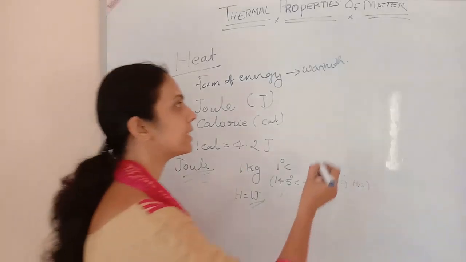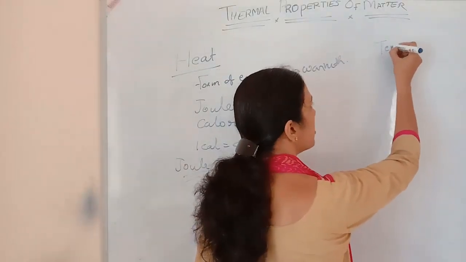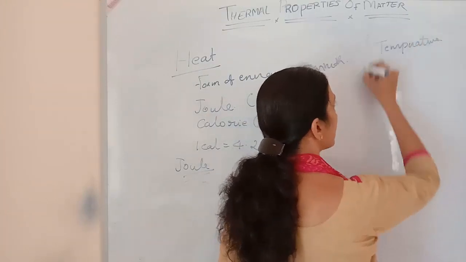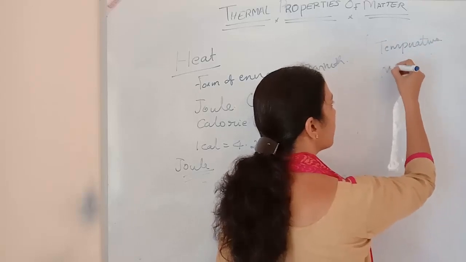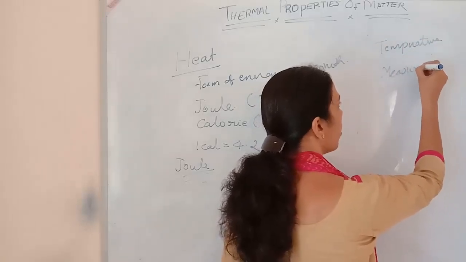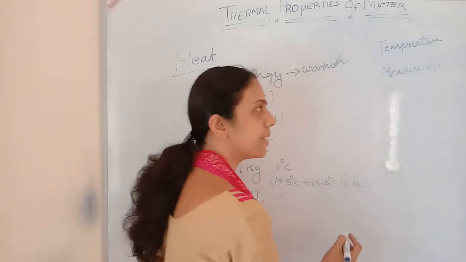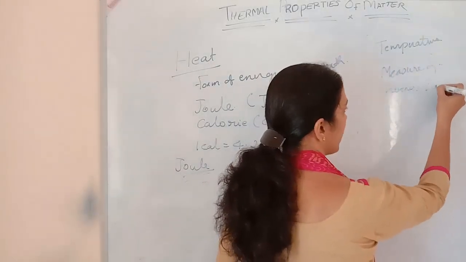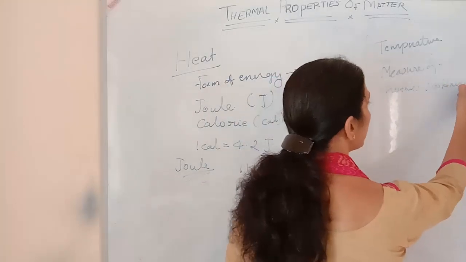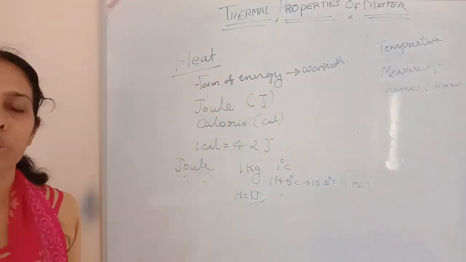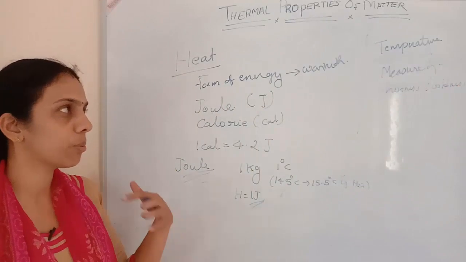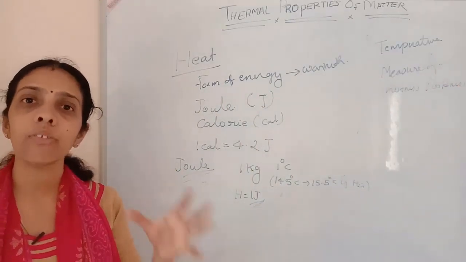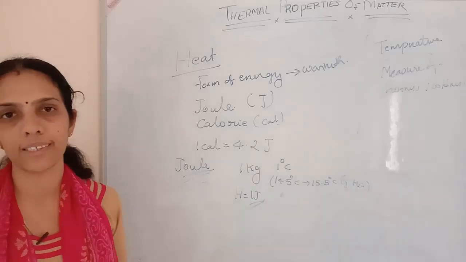Next is temperature. How will we define temperature? Temperature is the measure of hotness or coldness of an object or a body.